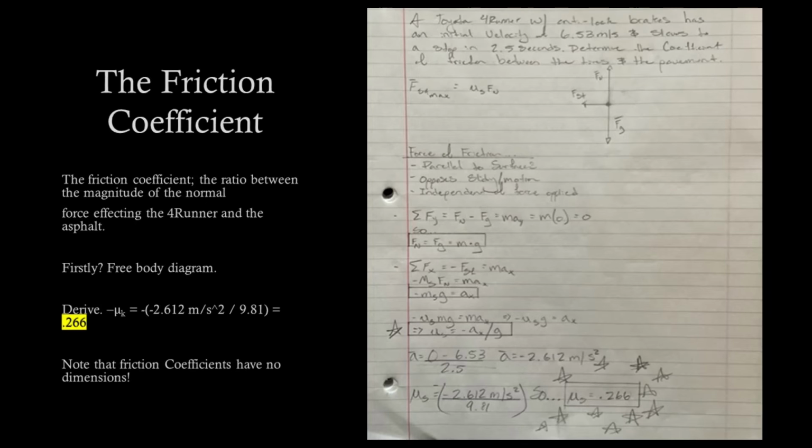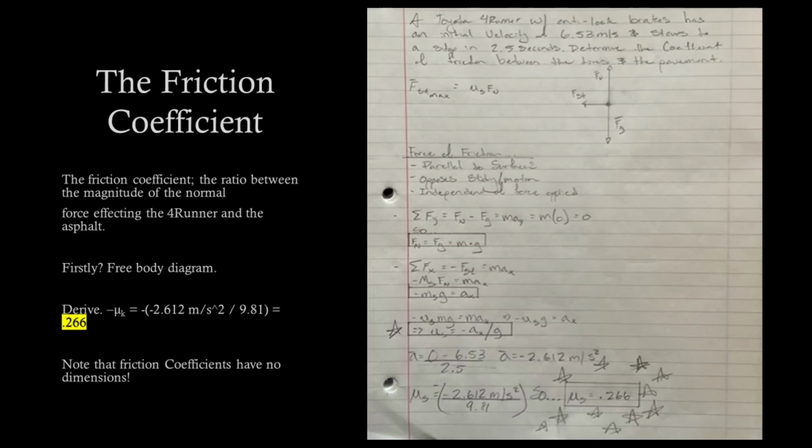We wanted to know the ratio between the magnitude of the normal force affecting the 4Runner and the asphalt. To do this, we had to play around a bit to derive a working formula. After setting up a free body diagram, we were able to come to a conclusion that negative mu static times mass times gravity was equal to mass times acceleration. After deriving a simpler formula and substituting our variables, we came up with a friction coefficient of 0.266.